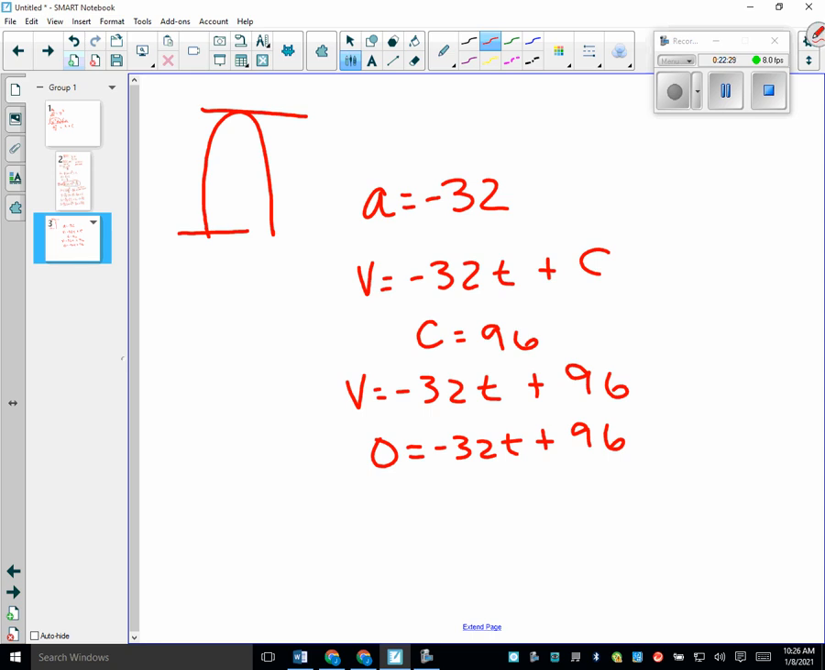96 feet per second, which is a lot of speed. Well, maybe I shot it out of a gun. Probably. In 3 seconds, it's going to go up for 3 seconds. That's all I wanted to find.